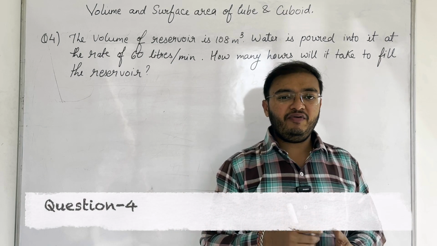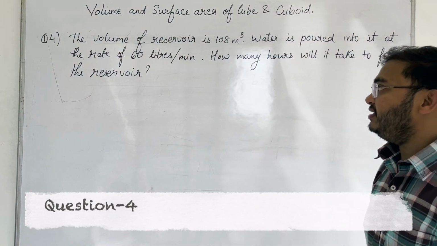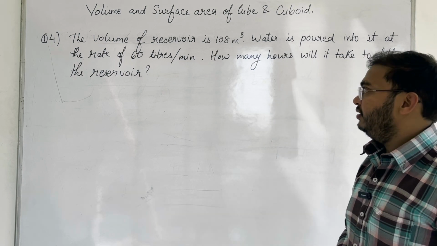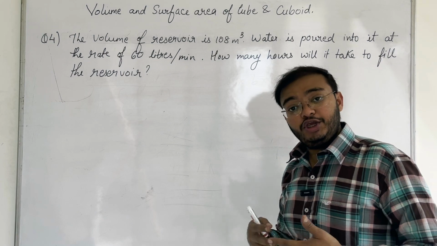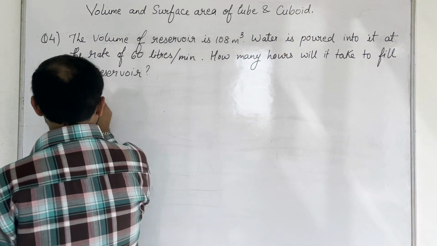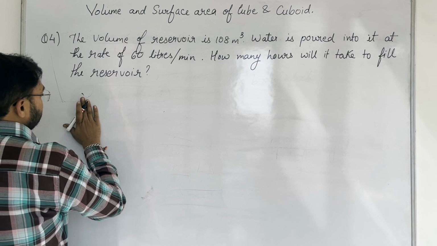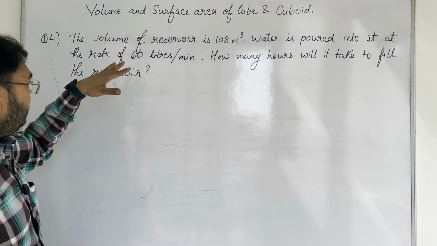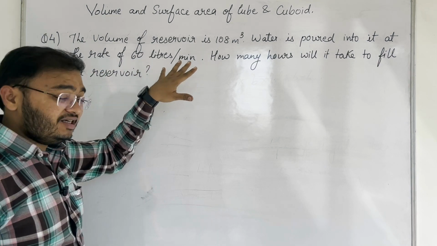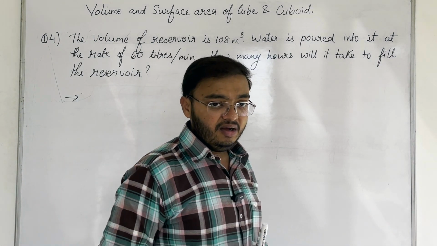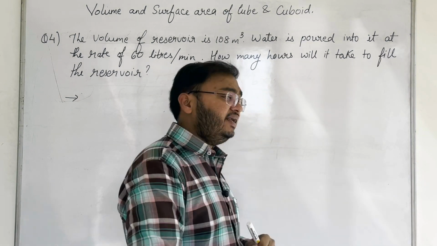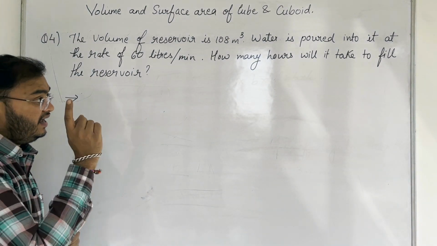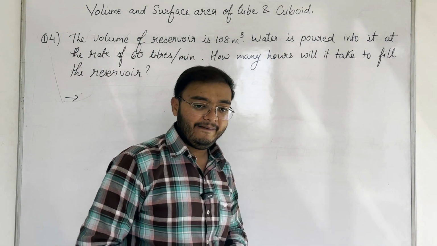So here we are with question 4. The volume of the reservoir is given, that is 108 meter cube. The reservoir is in the shape of a cuboid. Water is filled at the rate of 60 liters per minute, that means in 1 minute the reservoir is filled with 60 liters. You have to find how much time it will take to fill the reservoir, and you have to find it in hours.